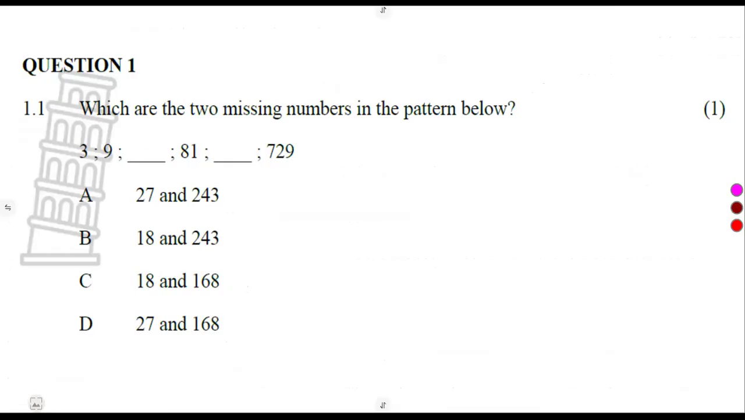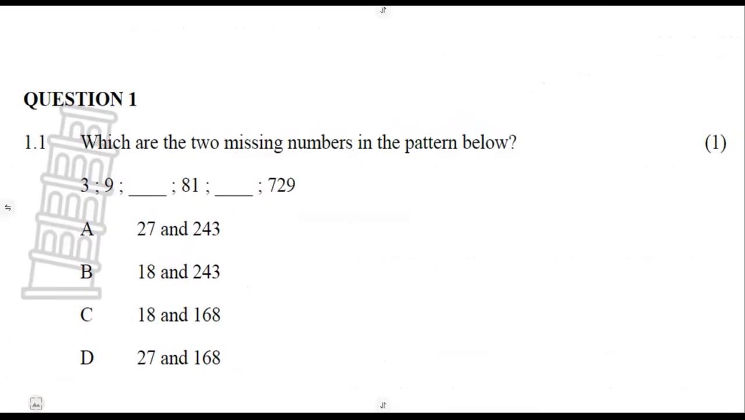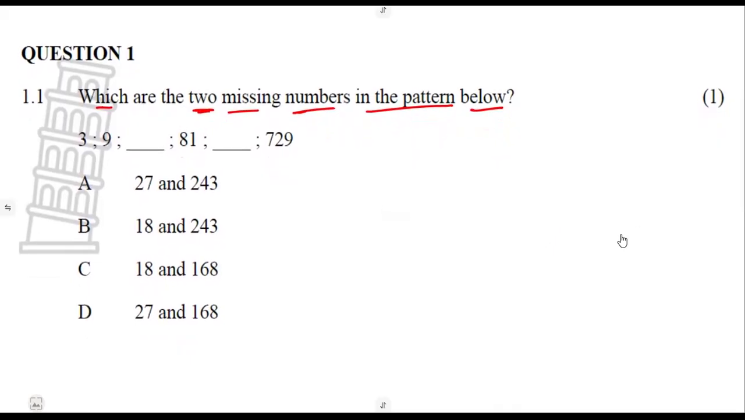which of the following numbers that we are given is in a number pattern or in the following sequence as you see it. The numbers are being arranged. So they are asking us, on these numbers that are being arranged, which are the two missing numbers in the pattern below? Which are the two missing numbers? How can we identify the missing numbers? We have to study the pattern first.